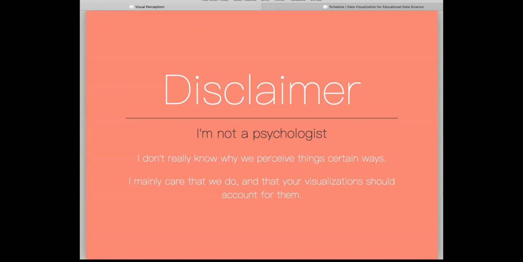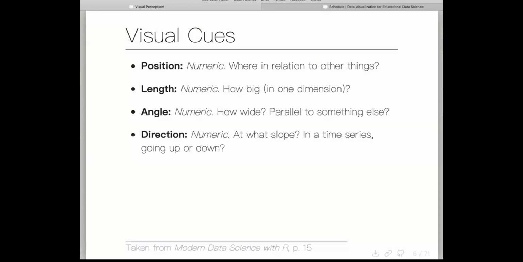Okay. Every time I give this talk, I always feel like I have to give this disclaimer to start, because I almost always am giving this talk to a bunch of psychologists like I am today. So I have to give the disclaimer that I am not a psychologist. I don't really know why we perceive some of the things the way that we do, but we do perceive things differently, right? So different things work better than others, and your visualization should account for those things. You should be cognizant as you're building these of what tends to work well and what doesn't.